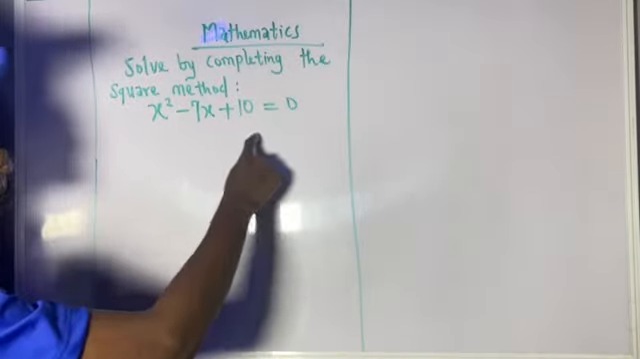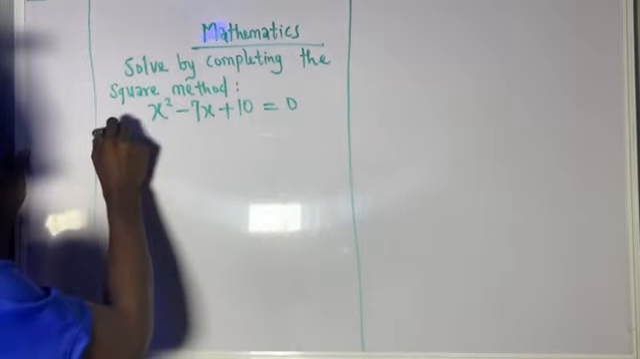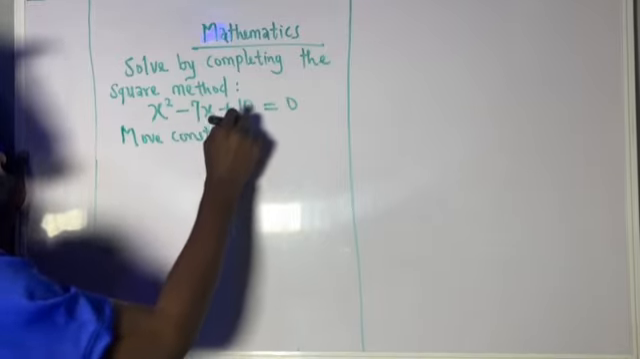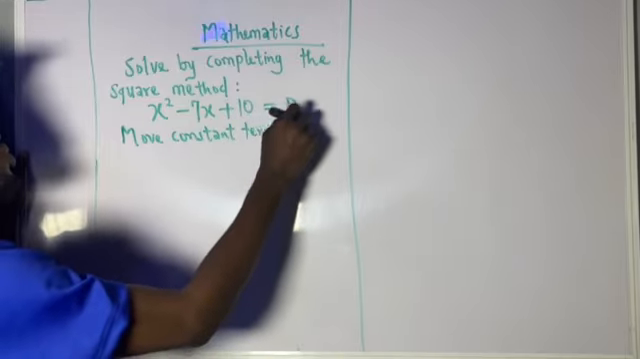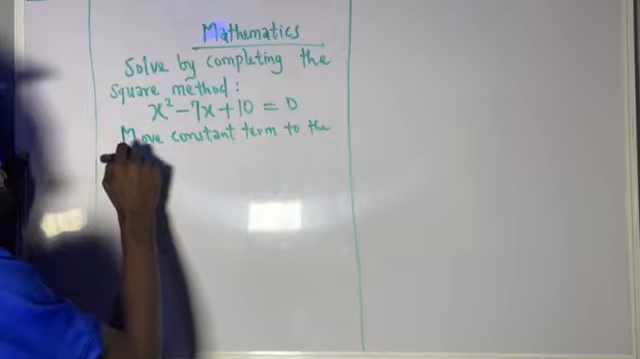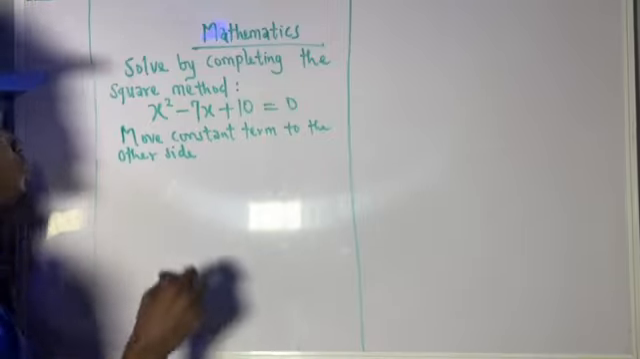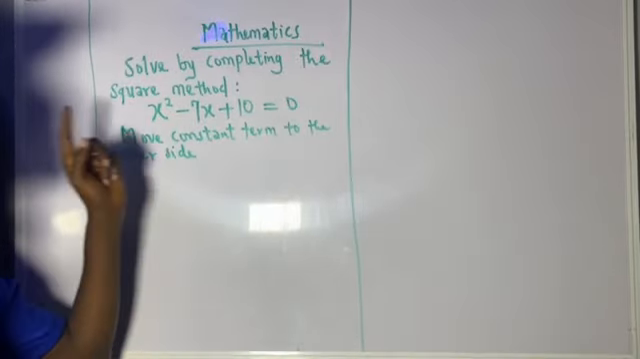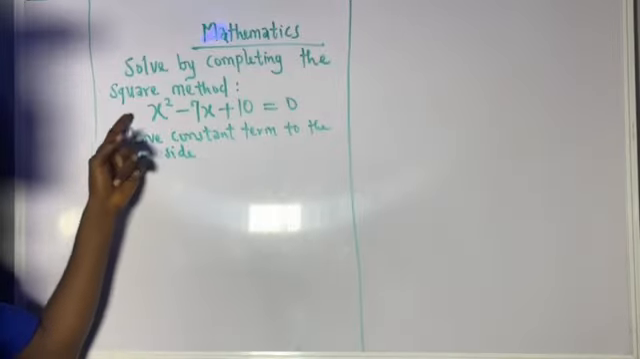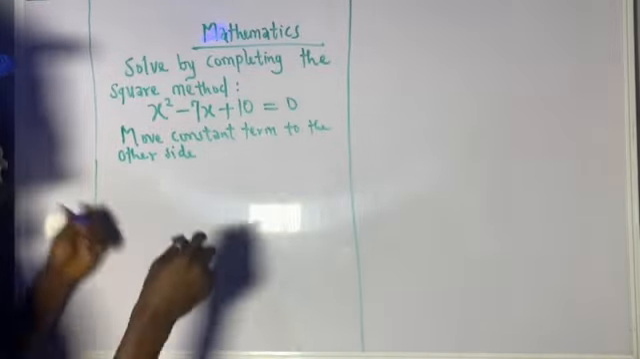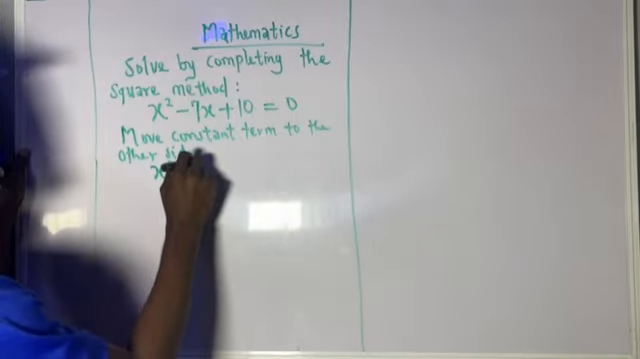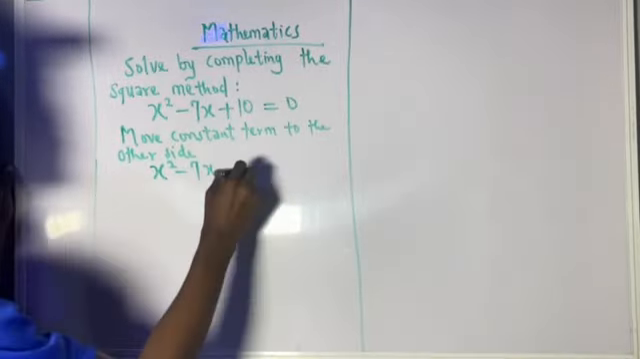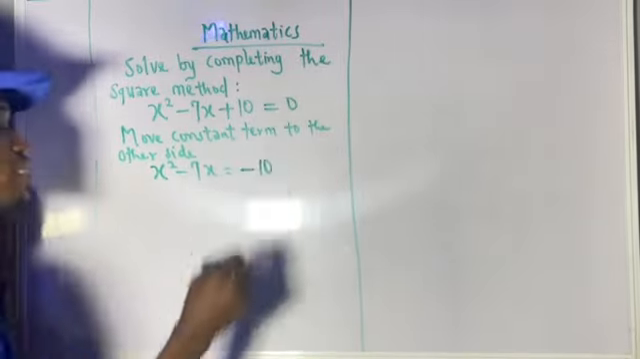So the first step is to move this constant term to the other side. This is possible because this is an equation, not an expression. If it is an expression, we would have used another method. We move. So we have x squared minus 7x equal to 0. Now, when this plus 10 moves to the other side, it becomes 0 minus 10, which is still minus 10.